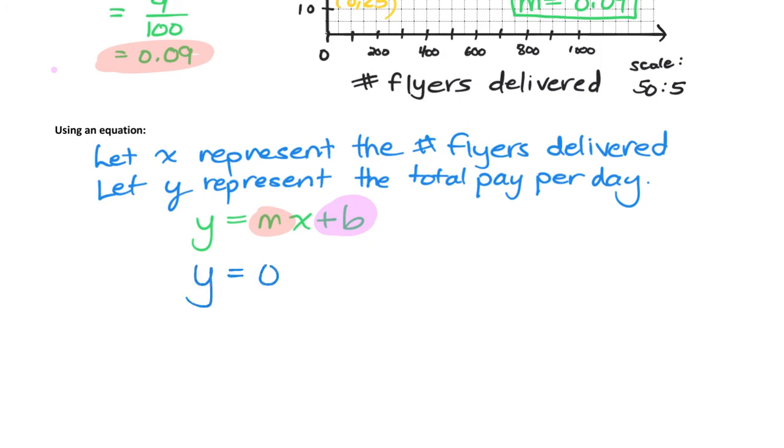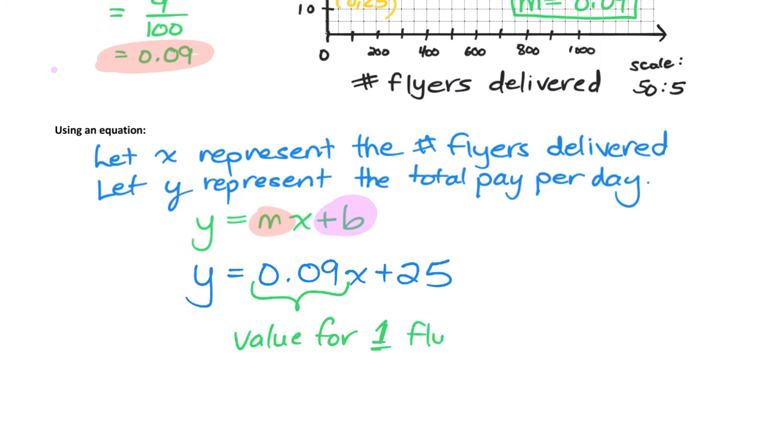So y equals 0.09x plus 25. Don't forget that this number here was our slope. This is the value, how much we get paid for one flyer delivery. Right? We know that it's $9 in the question. It told us it was $9 for every 100 delivered, which is the same as 9 cents per one flyer.